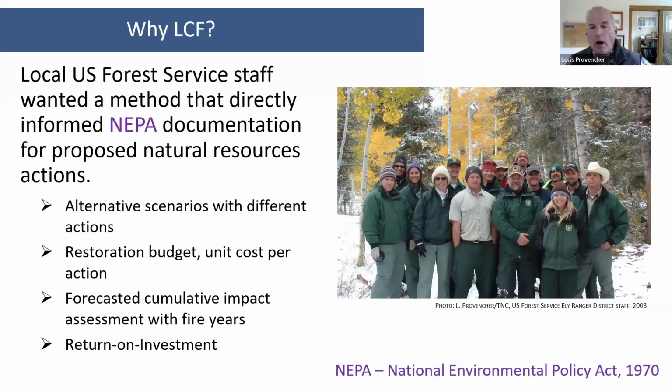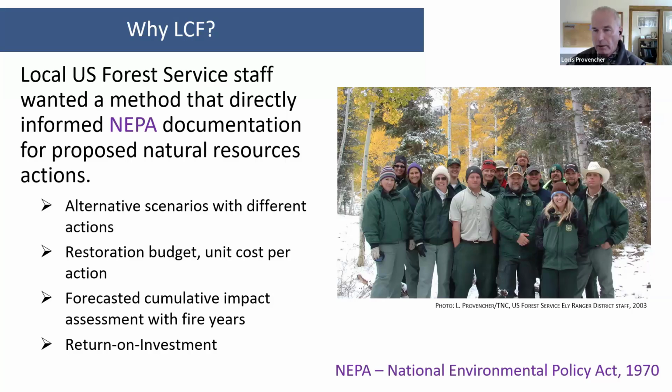And why this? So this started a long time ago in 2003 with the Ely Ranger District, so the Forest Service, and they said, we love working with you. You guys bring good snacks at our workshops and all that, but what you're giving us is not useful for forest planning. And they said, we need a method that you will develop that has alternative scenarios with different actions. So alternative A, B, C, D, and the no action alternative. We need a restoration budget cost, unit cost per acre. We need cumulative impact assessment with fire years. We need distinct fire years and no fire years, and we need a measure of return on investment. So this method was born from these people.